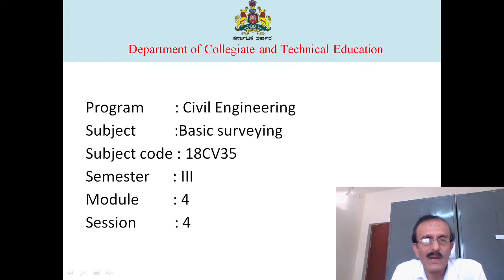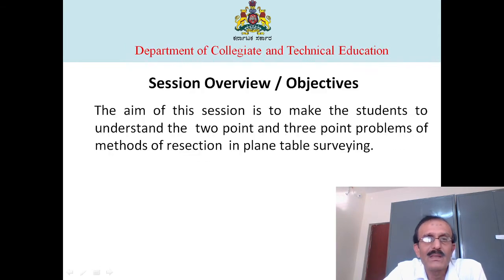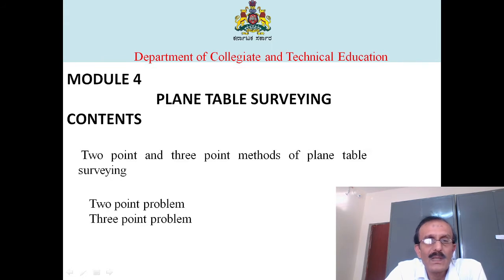Today I am delivering a lecture on basic survey, module number 4, session number 4 on plane table survey. The aim of this session is to make the students understand the 2-point and 3-point problems of the methods of intersection in plane table survey. So I am just making two parts of this presentation. One is the 2-point problem, another one is the 3-point problem.